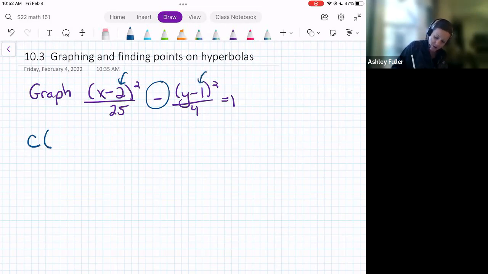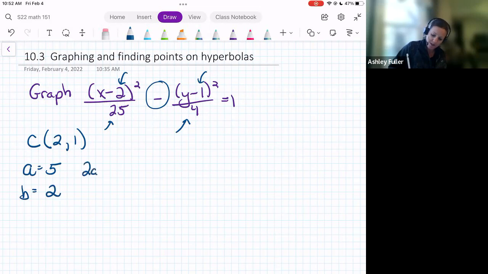Our center comes from these values. So the center of the hyperbola is going to be (2, 1). Our a value is the square root of 25, which is 5. And our b value is the square root of 4, which is 2. Remember, we're going to need those two a values and two b values, so sometimes it's helpful to just go ahead and include those.